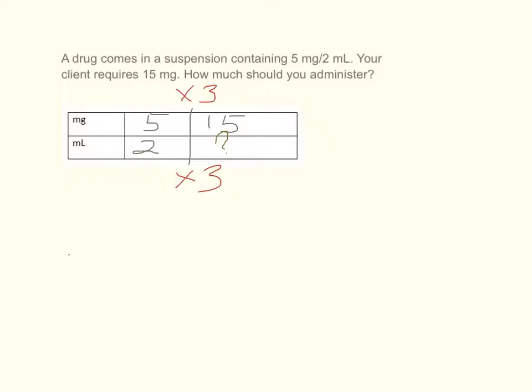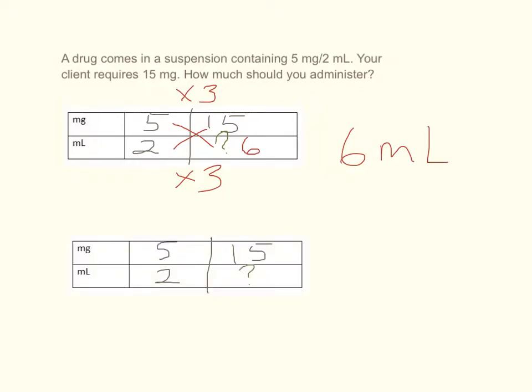So when the numbers aren't quite so friendly as this one, we've got a process for getting the right answer. So let's first check our answer. If I put a 6 in here, which is 2 times 3, then when I look at the products of the diagonals, they should, if my answer is right, then 2 times 15, which is 30, should be the same as 5 times 6, that's 30, so I'm confident that 6 milliliters is the correct answer.